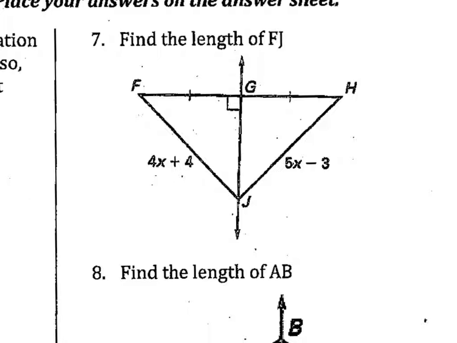For number 7, all we have to do is set up an equation. We want to find the length of FJ, right here. Set up an equation with this part equal to this part. Solve for x, and then plug x back in here, so it's 4 times whatever you got for x, plus 4. That'll tell you how long segment FJ is. That's what we want to know.